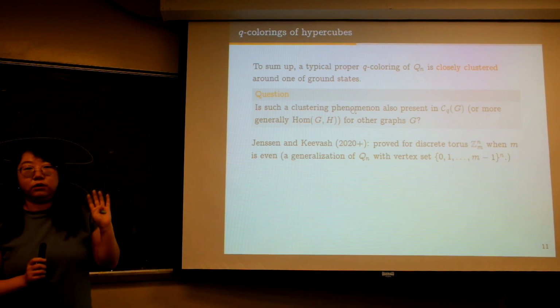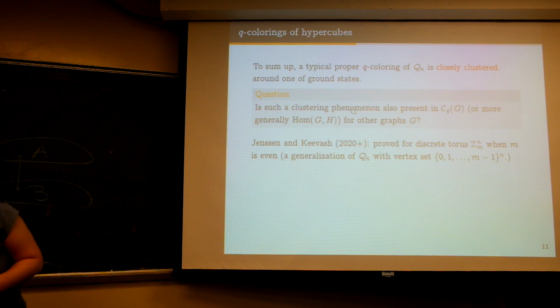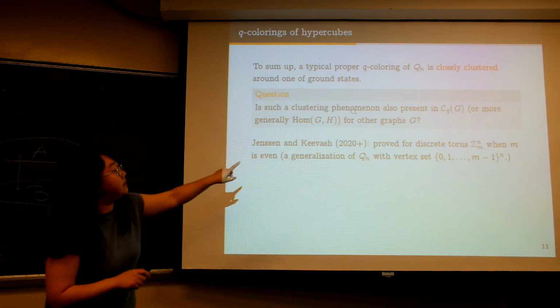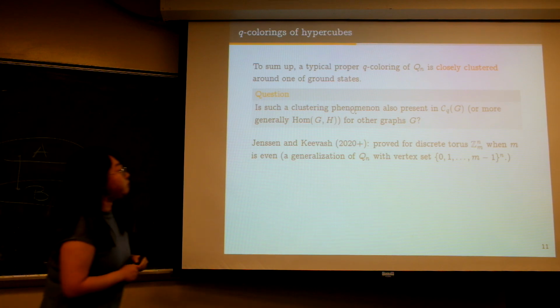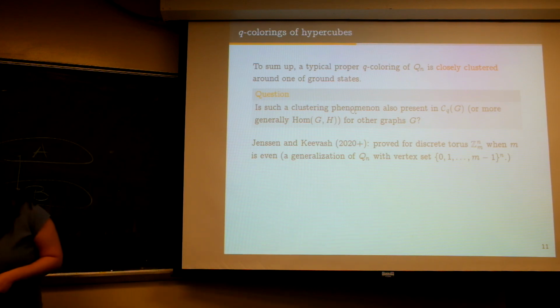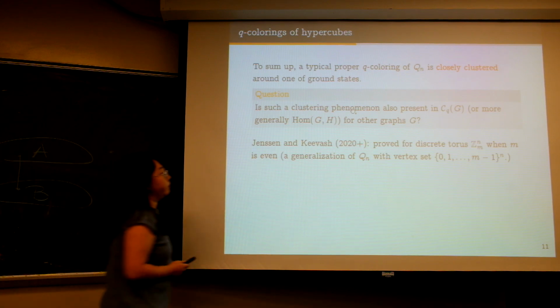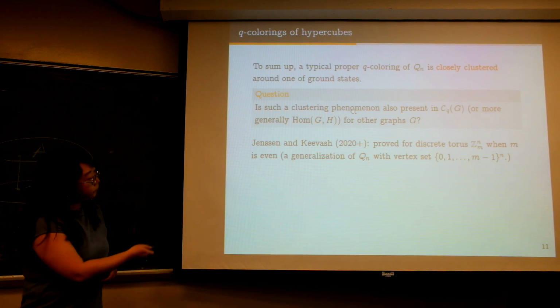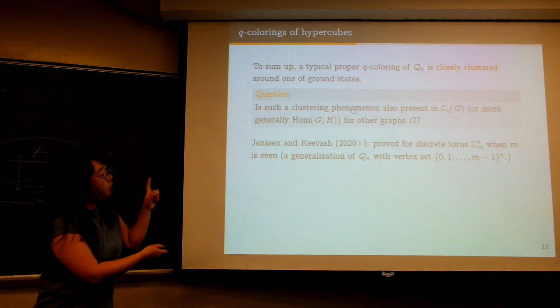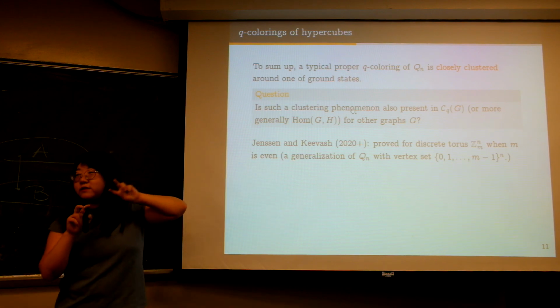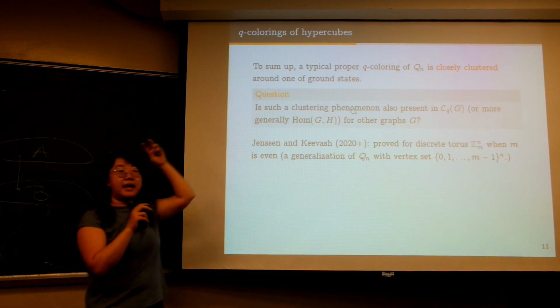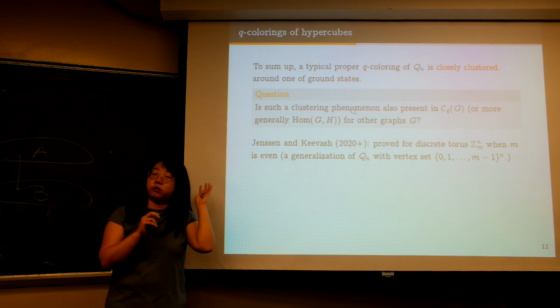And what are the adjacencies? It's the same, they differ in exactly one coordinate. And also I think not just one coordinate, but the distance is 1, like plus 1 or minus 1. Okay, good, thank you. So this is a little bit more general, the even discrete torus, but essentially it has the same behavior as the hypercube.